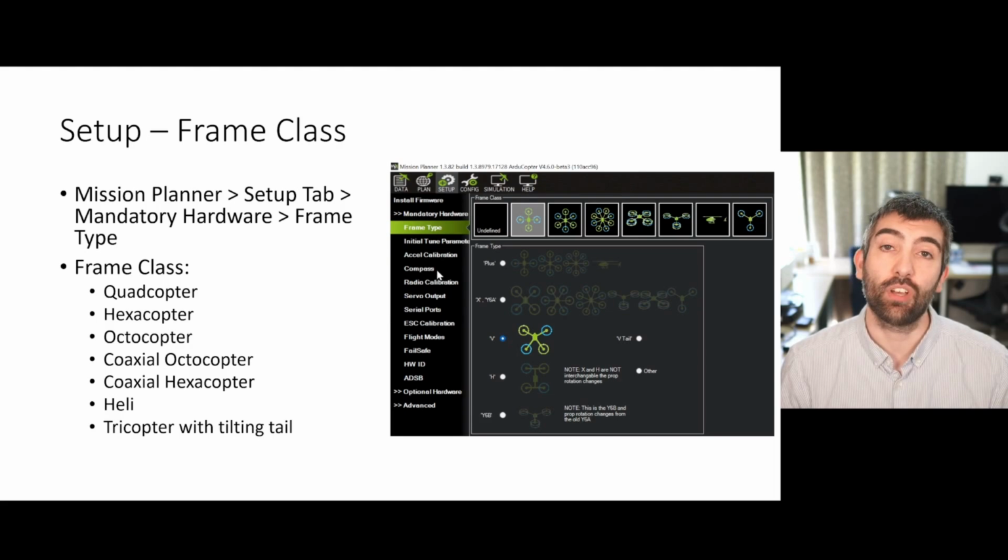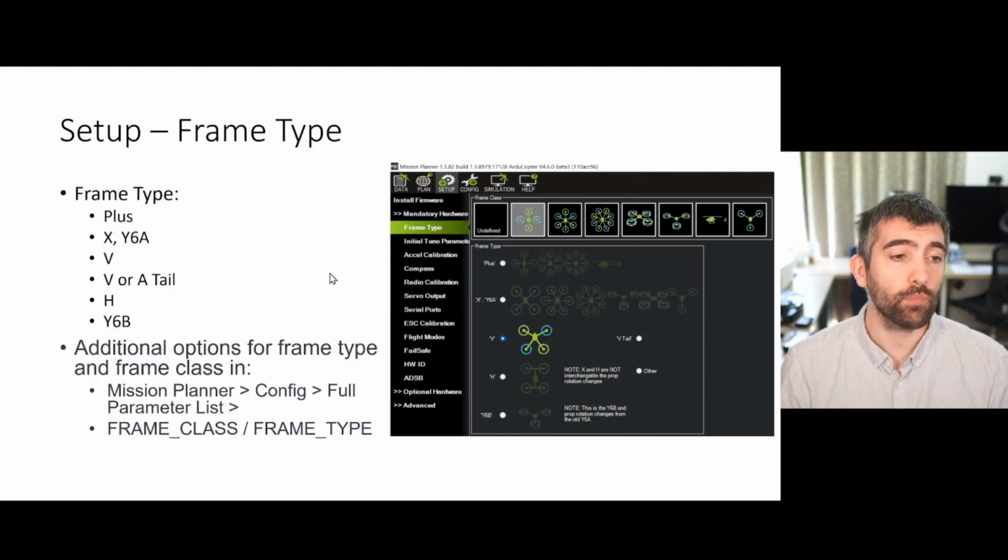Once you've selected the correct frame class, it's then time to move on to frame type. There are, again, a whole bunch of different frame types in this section here. A plus type frame is where you have a motor directly in front of the direction of travel. So if you have a quadcopter with a motor directly in front of the direction of travel, then you can set the plus type. And similarly for a hexa, an octo, or a heli, you're going to choose the plus type.